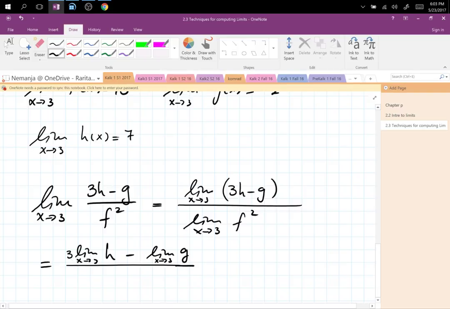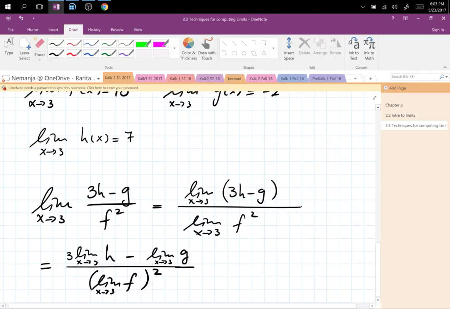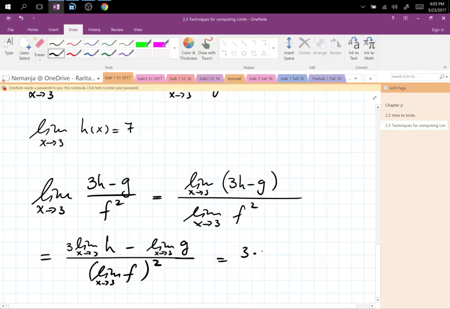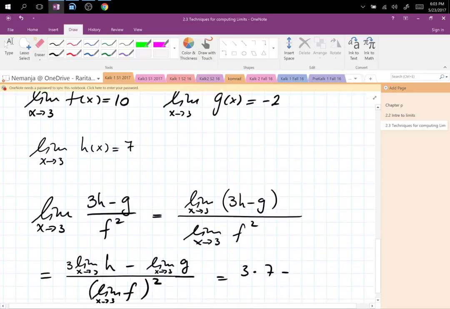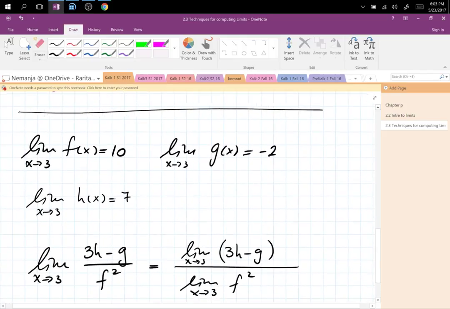And then I also kick the constant outside. No, that's rule number 3. So I use the rules number 2 and 3, yeah. And then on the bottom, I have limit of f, everything squared. So now we know what these values are. Limit of h is 7. So this is 3 times 7 minus -2, divided by 10.